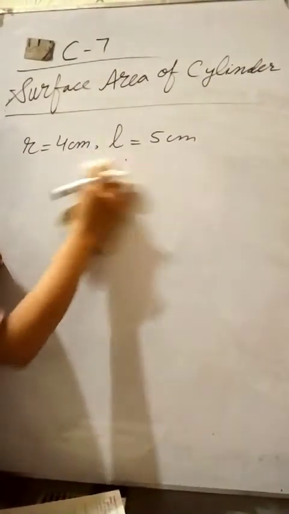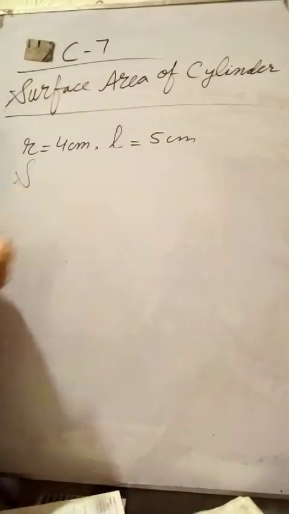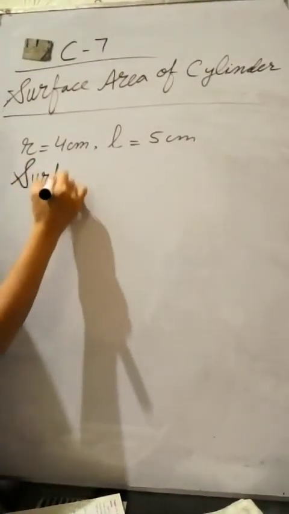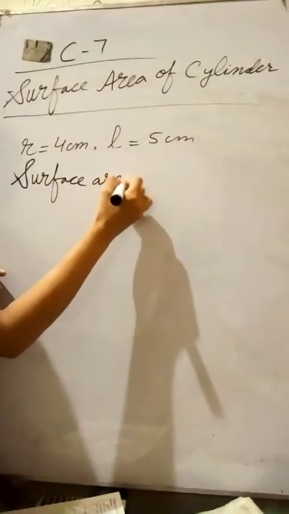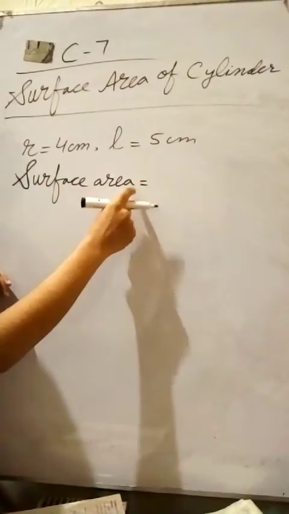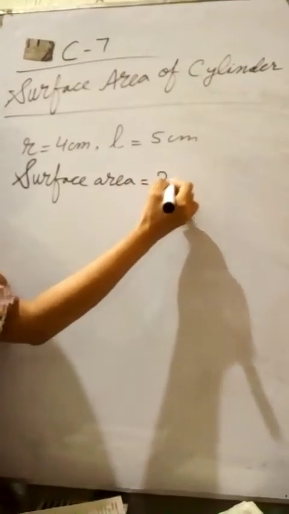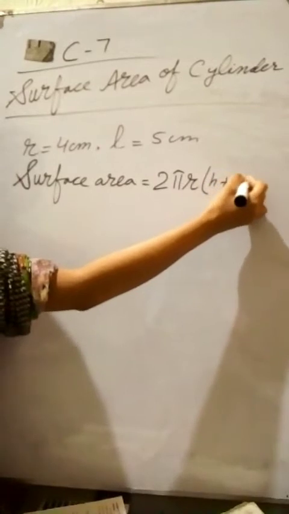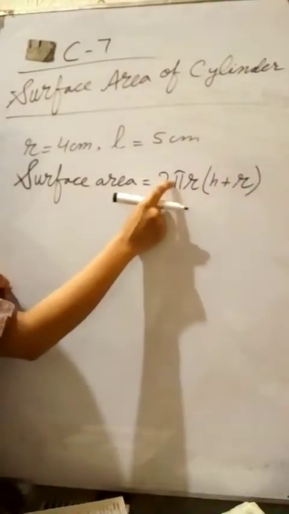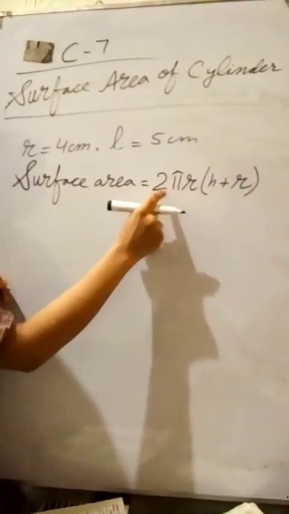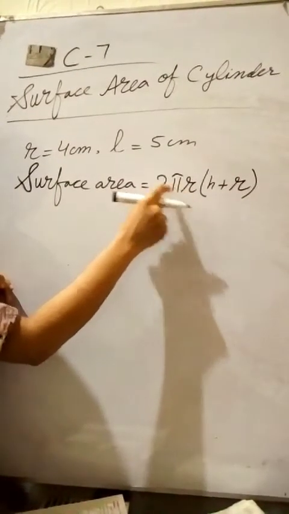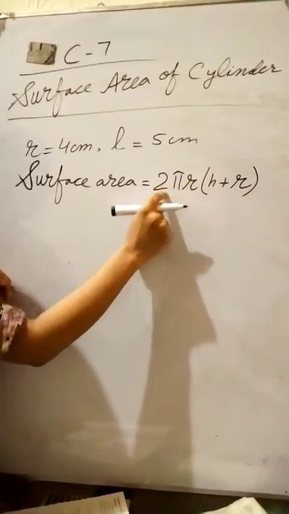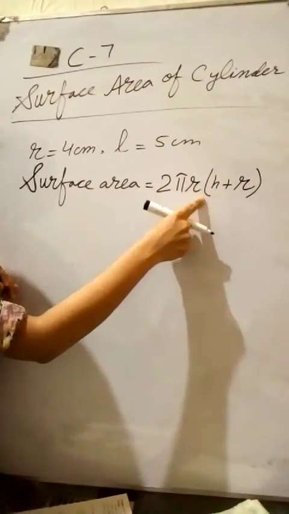Now write down the formula first. Surface area of a cylinder. The formula will be 2 pi r (h plus r). We have 2 pi r, all multiplying with each other, and we have no sign between this bracket and r. It means all these values are multiplying with each other.